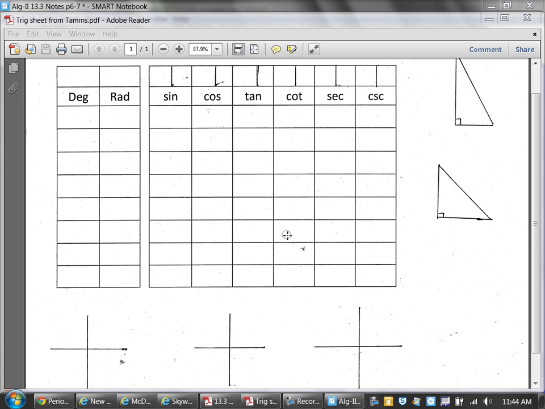Now, here's what I'd like to look at. Obviously, I didn't get a chance to put this whole thing in here, so just bear with me.